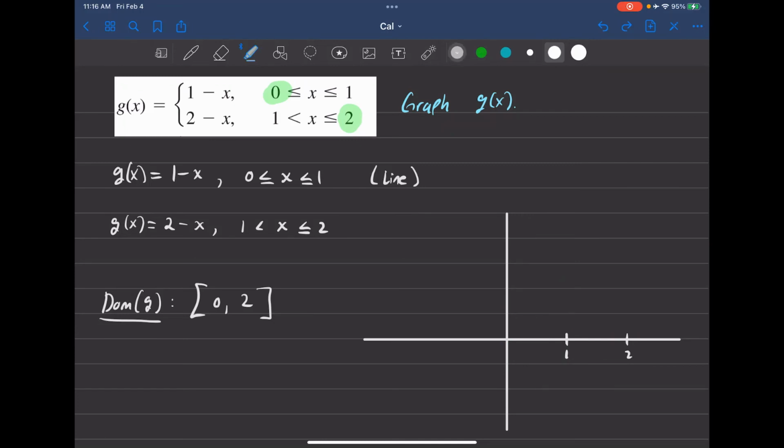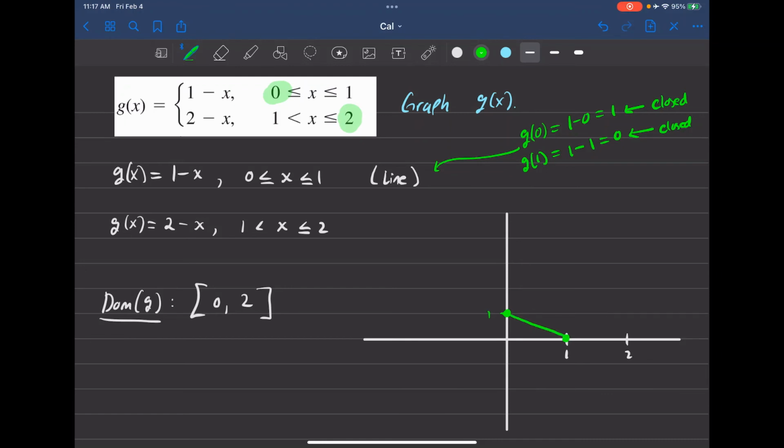I'm going to plug in the endpoint 0. When I plug 0 into this function, g of 0, this is the notation we're going to use, you get 1 minus 0, which is 1. Now this endpoint is closed because it is less than or equal to. Equal to means you can include that point in the graph. So when x is 0, we're at 1. And when x is 1, let's evaluate g at 1. That's 1 minus 1, which is 0. This endpoint is also closed because of the equal to in the inequality. So when x is 1, we're right here, and I draw the linear line like that.